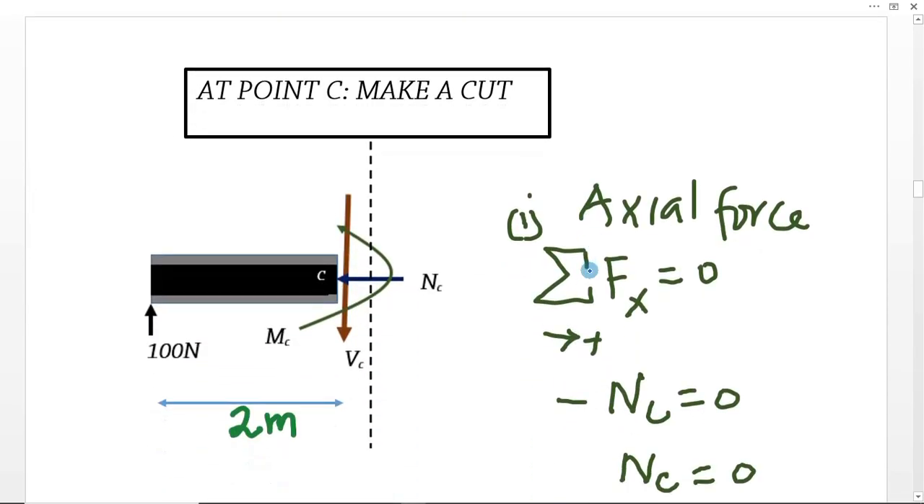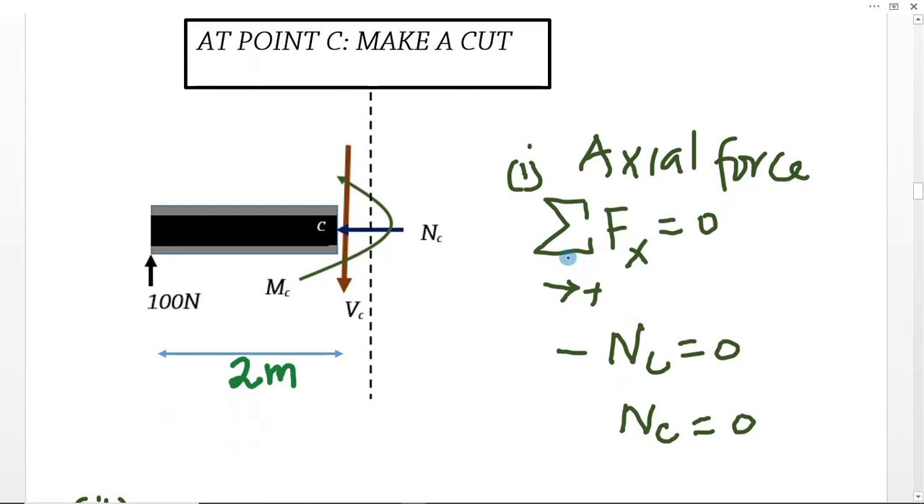So let us make a cut at point C, and the free body diagram of segment 1, when we consider the left hand side, then it will be having normal forces NC, that is the axial force, then the shear force. If we make it vertically downwards, it means the moment, the bending moment that counteracts this shear force is going to be in an anti-clockwise direction.